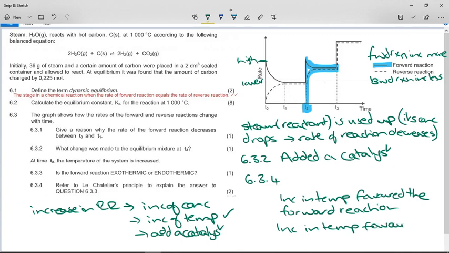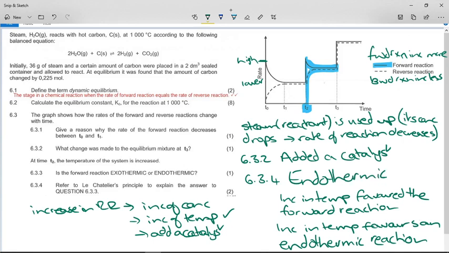favors an endothermic reaction, because Le Chatelier says that if you make a change, the system is going to try and reverse that change. So the increase in temperature favors an endothermic reaction, and the forward reaction is favored. Therefore, the forward reaction must be endothermic, because increase in temperature favors an endothermic reaction, and of the two reactions, the forward reaction was favored more than the backward reaction. And that is the end of this question.